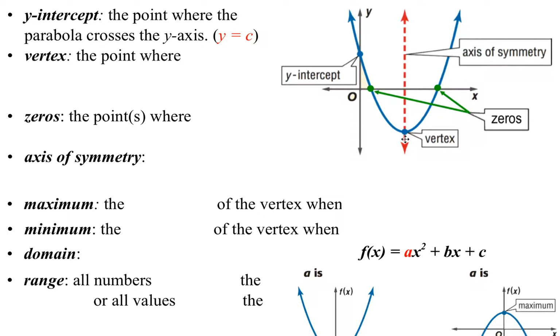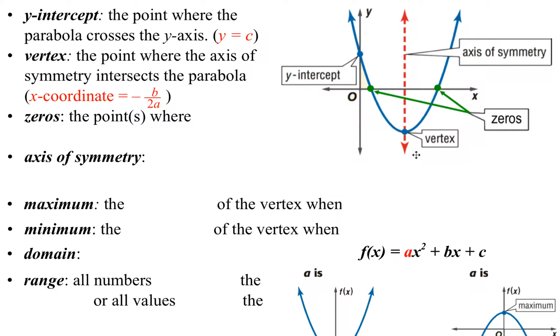The vertex down here in this example is the point where that axis of symmetry intersects the parabola. By definition, that's where the vertex is. It is at that point. The x coordinate of that point is equal to negative b over 2a. So negative b is the coefficient in front of the linear term, and then double the coefficient in front of your quadratic term. That's how you find the x coordinate. So that's a formula that you will need to remember, okay, for finding the x coordinate.